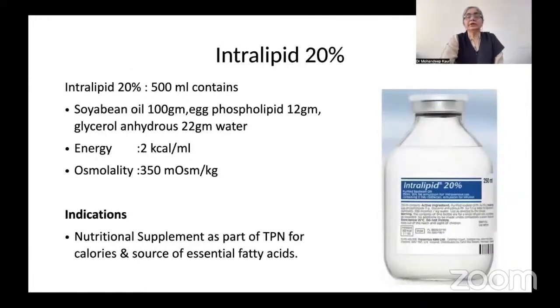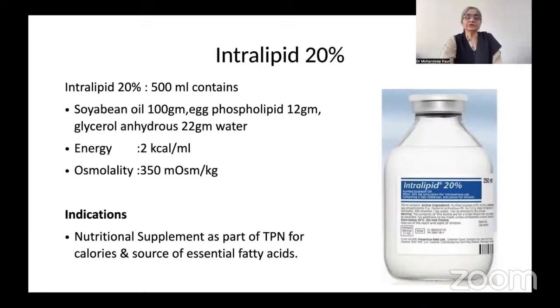Now, Intralipid 20%. This comes as a 500 ml bottle and contains soybean oil, egg phospholipid, and glycerol. The energy given is 2 kilocalories per ml. So one bag of 500 ml of 20% Intralipid is going to give us approximately 900 kilocalories. Osmolality herein is 350 milliosmoles per kg.